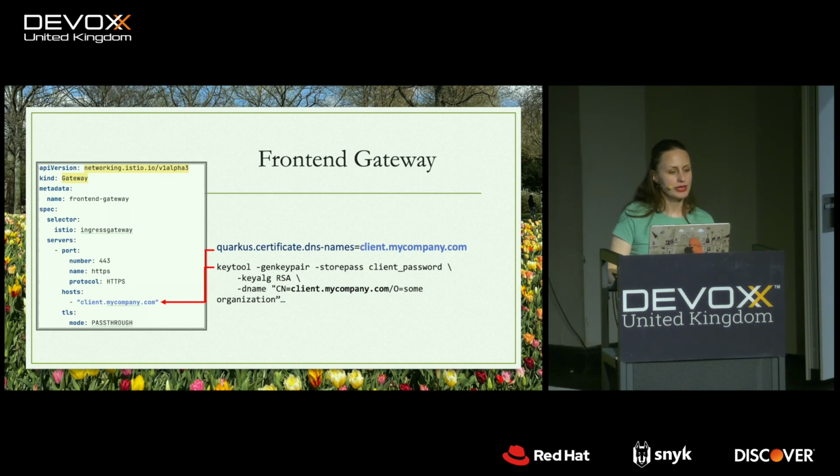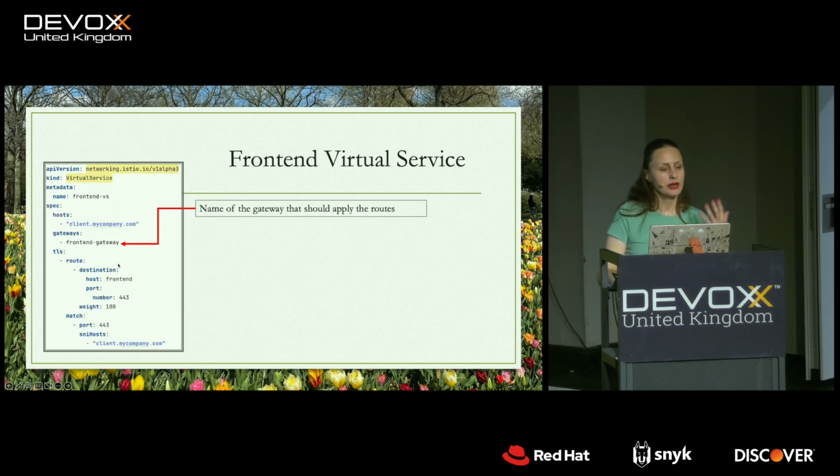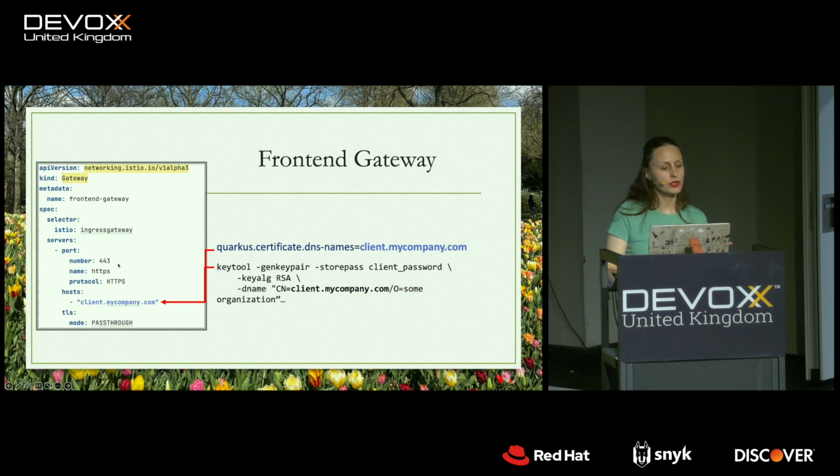Again, we're using HTTPS. So you can see here the protocol is HTTPS and the port number is 443. But when we're going to forward this, we're going to use the mode pass-through. What this means is that the TLS termination is going to be at the level of the application and is going to be passed by Istio to the, let's say, end application. It's not going to be handled at the infrastructure level.